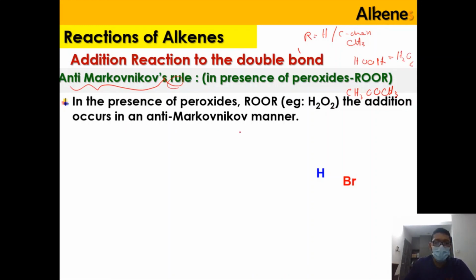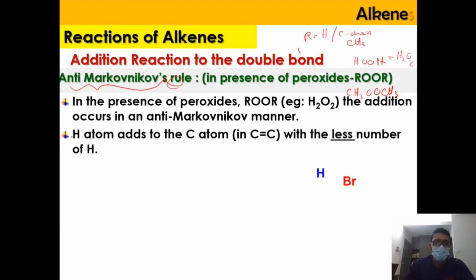the addition occurs in an anti-Markovnikov manner. So the hydrogen atom will add to the carbon atom in the carbon-carbon double bond with the fewer hydrogens. In Markovnikov, the hydrogen is going to be added to the carbon which has more hydrogens. But now because it's anti, it is the opposite. Okay, so we should add the hydrogen at the carbon which has fewer hydrogen atoms.